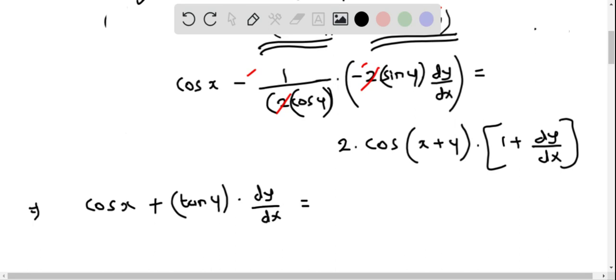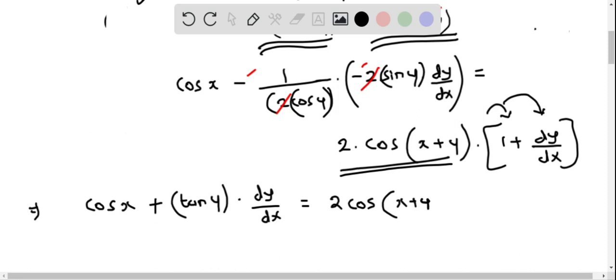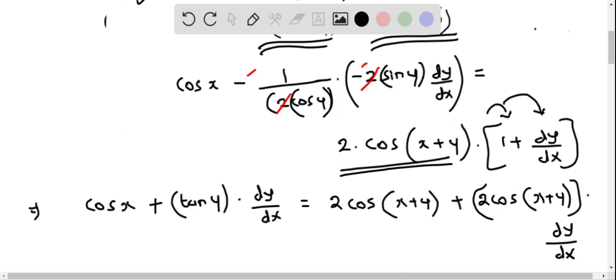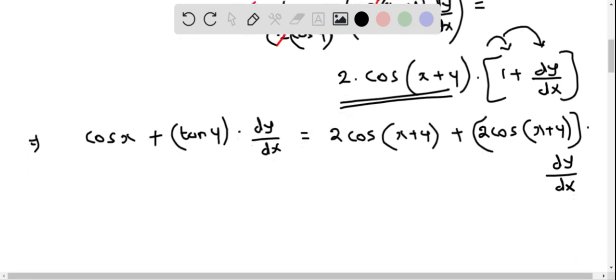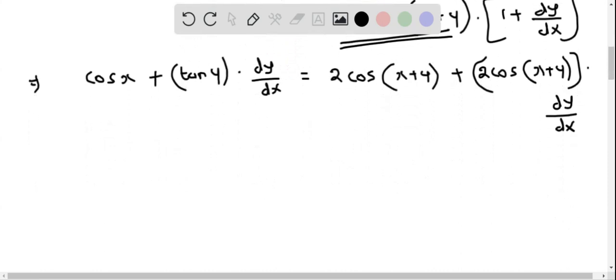and this equals, I'm going to distribute this complete expression 2 cosine of x plus y into the brackets. We have two terms inside the brackets, so we will get the first expression 2 cosine of x plus y plus 2 cosine of x plus y, and then multiplied with dy by dx. Basically, we have to solve for dy by dx, which is our next goal.